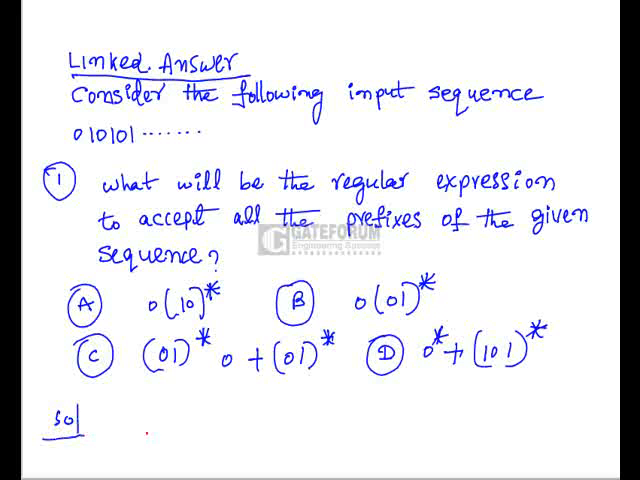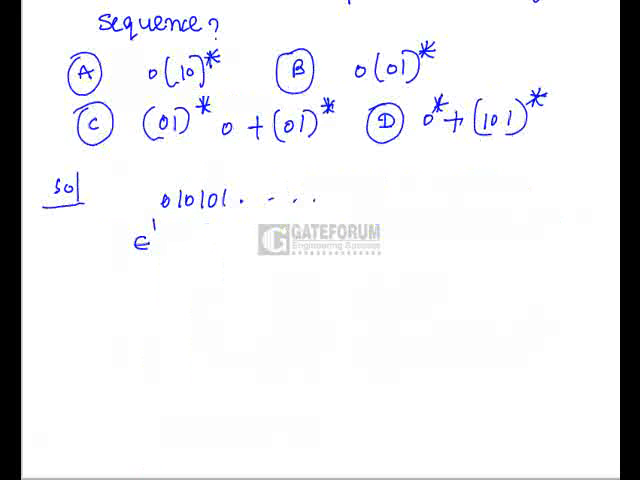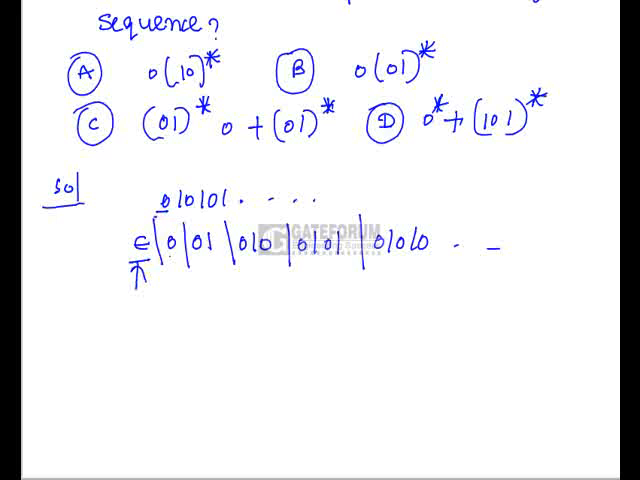The sequence given is 01, 01, 01 and so on. Normally the prefix is nothing but the set of all leading symbols. So for this sequence, the prefixes are epsilon, that is the null string, which is a prefix for every string, and single 0, 01, 010, 0101, 01010, and so on. To cover all these prefixes, we should have the regular expression.